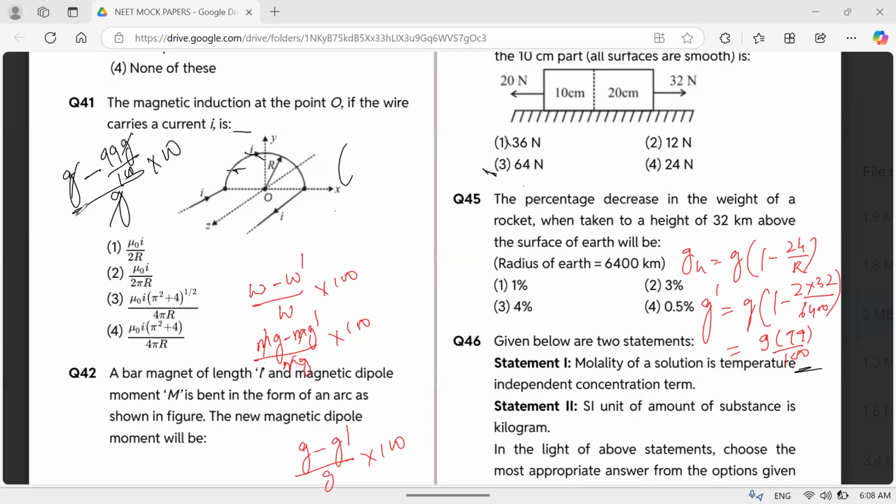Everywhere g and g will get cancelled. 100 minus 99 is 1. 1 divided by 100 into 100. 100 will get cancelled. It will be equal to 1%. Just take care of your calculation better. It will be your 1%. Clear? Yes, sir.